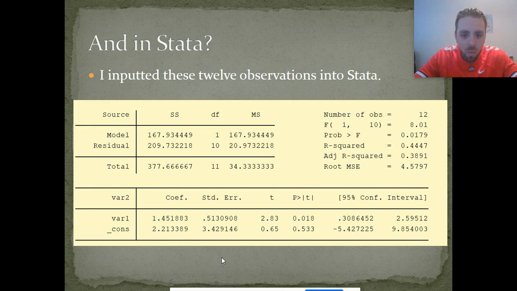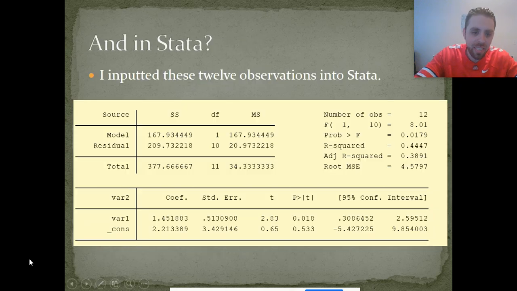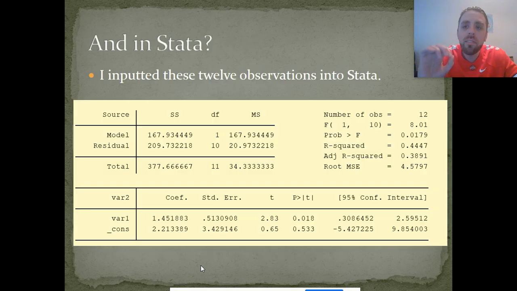And then what is my y-intercept? Let me go back. What was it? 2.216. And what do I have here? See where I say underscore CONS? That's the constant of the equation. Stata has calculated that as 2.213389, which I would round off to 2.213, I guess. So we're very slightly off.